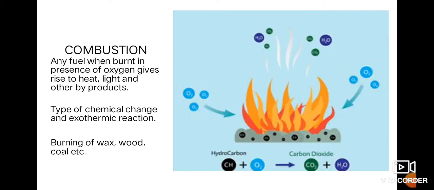Now, moving down to combustion. Any fuel which is burned in presence of oxygen gives rise to heat, light, and other byproducts. Now, each of these products is completely different from the original substance. It releases heat, thus it's an exothermic reaction, and new substances are also formed. That's why it's a chemical change. A very common example: burning of wax, wood, and coal, they all are considered under combustion.